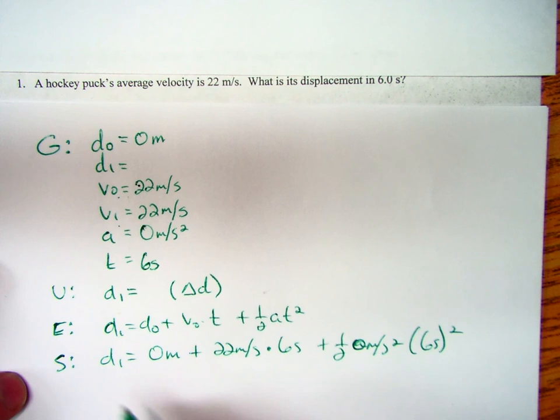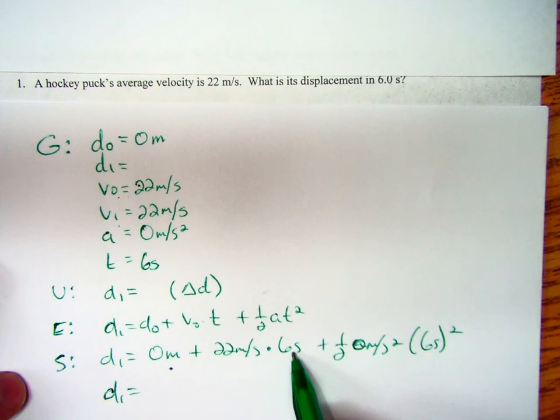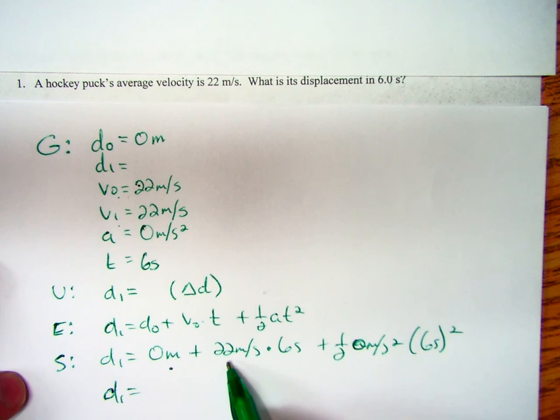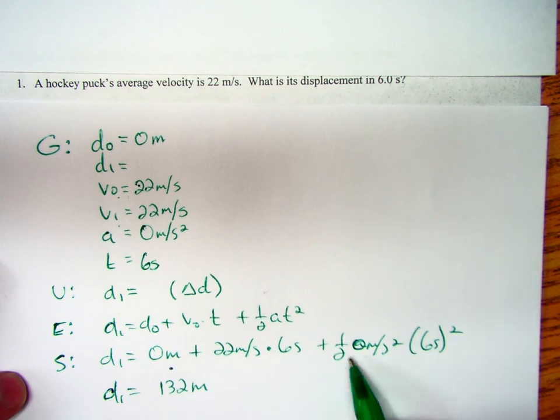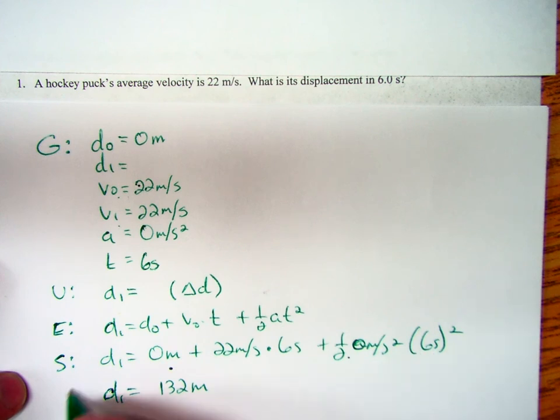And then if we do the math here, we get D1 equals 0 plus 22 times 6 is 132. So that's 132 meters. Plus 1/2 times 0 is 0. And 0 times 6 squared is 0. So it's 132 meters.